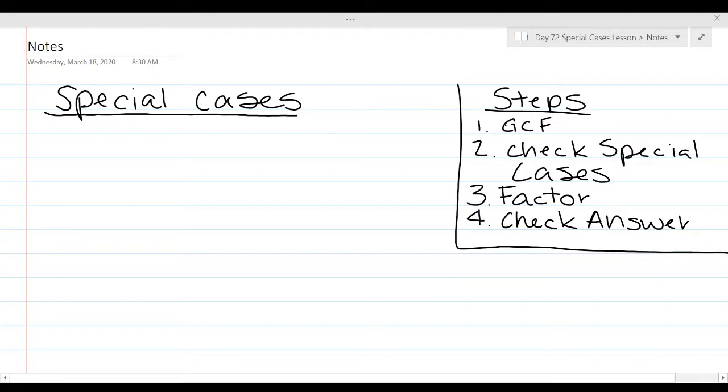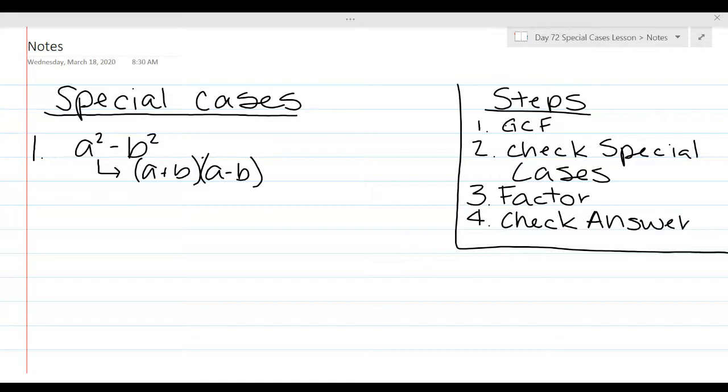So now let's look at the 3 types of special cases. Our first type of special case is going to look like a squared minus b squared. This is what it looks like before you factor it. If it looks like this, it's going to factor to a plus b times a minus b. You can also put it in the other order, a minus b times a plus b. It does not matter which order you put it in.